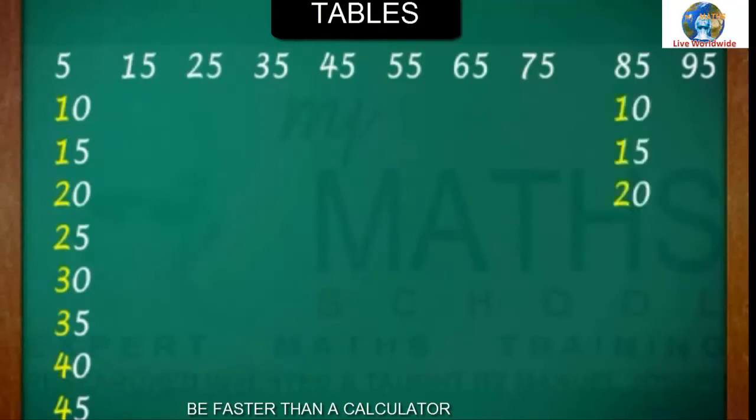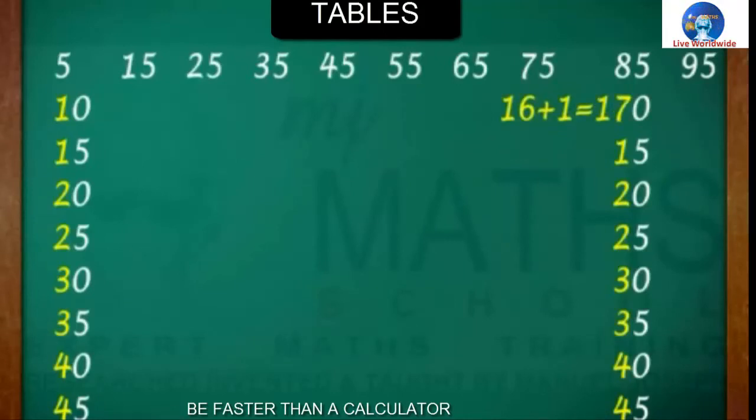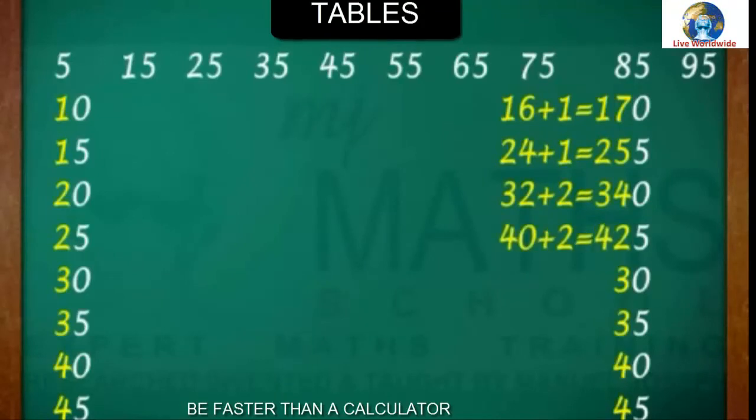10, 15, 20, 25, 30, 35, 40, 45. Then an 8 times table, and just add the carryovers from the 5 times table. 16, 17, 24 plus 1 is equal to 25. 32 plus 2 is equal to 34. 40 plus 2 is equal to 42.